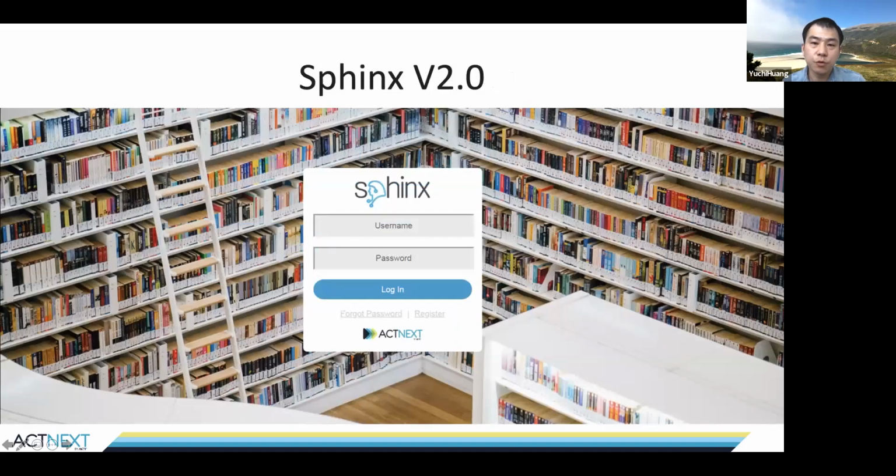So to fulfill these targets, we created an online service in ACT Next. So this is the interface you can register and use inside of ACT. And especially for those content specialists, they can try this system to give us some feedback and suggestions.